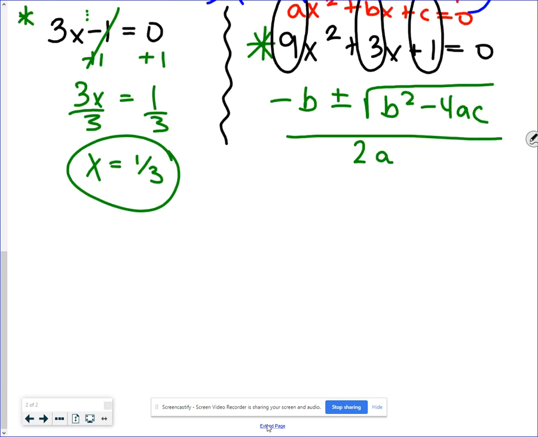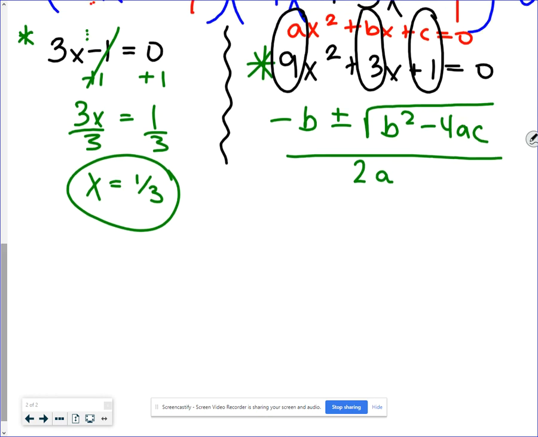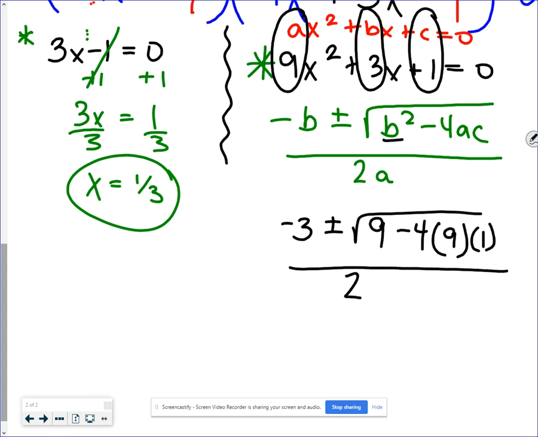So we have the opposite of b. Negative b means the opposite of b. So we got 3. The opposite of that would be negative 3. Plus or minus b squared. So 3 squared is 9. Minus 4 times a. A is 9. Times c. C is 1. All over 2 times a. And a again was 9.